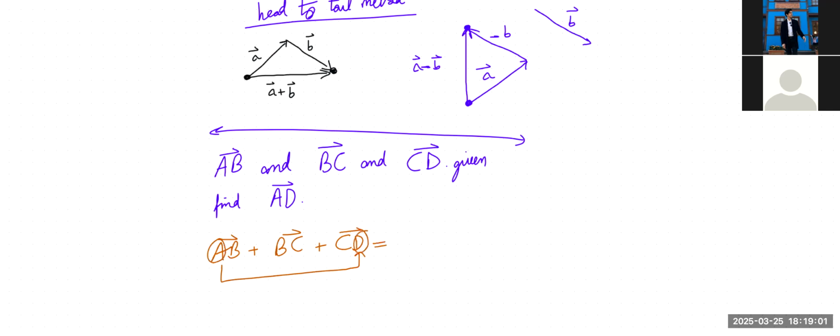So again, not very important for the questions we will be seeing in the exam. This idea is not very important.